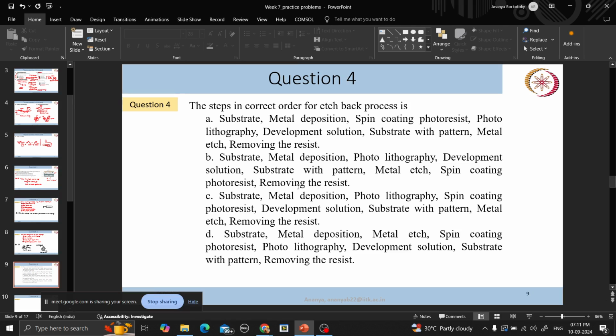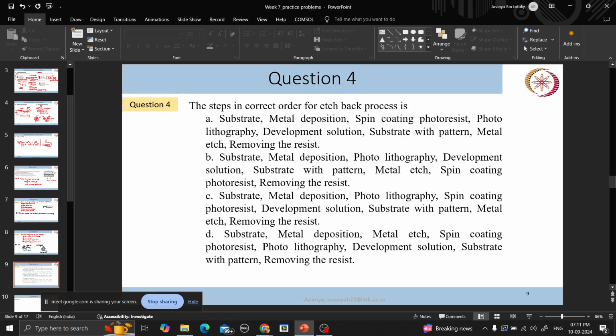Option B is you will start with a substrate, do the metal deposition and lithography. After lithography, that is after exposure, we will do the development in a developer solution. We will get the substrate with pattern, do the metal etching, again spin coat the photoresist, and finally remove the resist. That is option B.